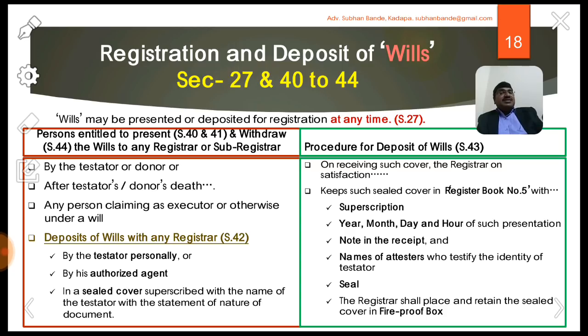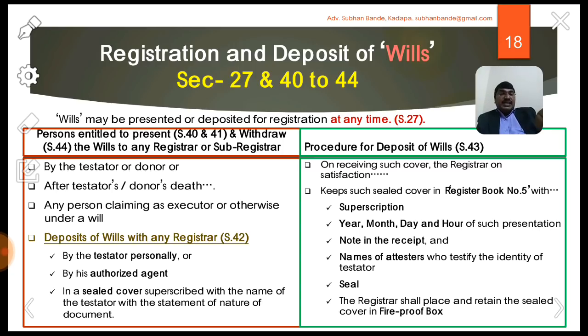After the testator or donor's death, any person claiming as executor or otherwise under the will may withdraw such wills, or such wills may be withdrawn by the testator himself. If the testator wants to make certain changes, if he wants to make the will in favor of some other party, he may withdraw the will which was already presented and deposited with the registrar in the registering office. This is the rule.